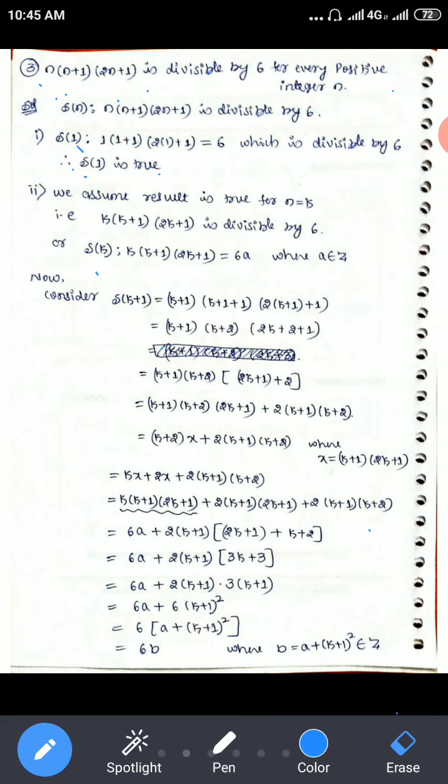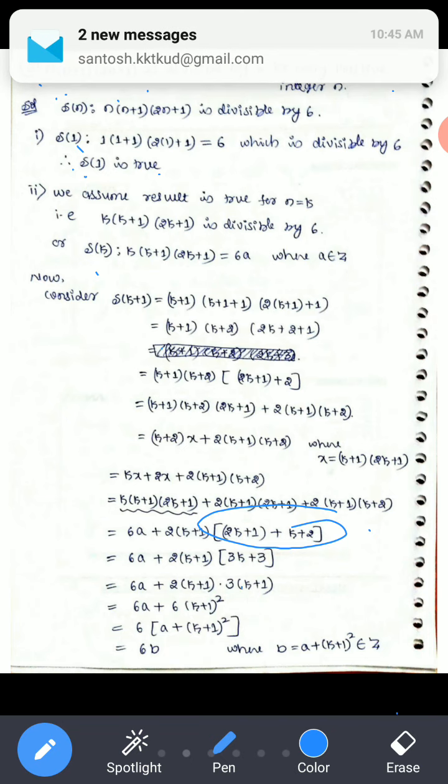Between these two what is common? 2 into (k+1) is common. Inside what remained is (2k+1) plus (k+2). So 6a plus 2 into (k+1). So friends, this you open it, this you open it. So 2k plus k, 3k, 1 plus 2, that is 3. So 6a plus 2 into (k+1).